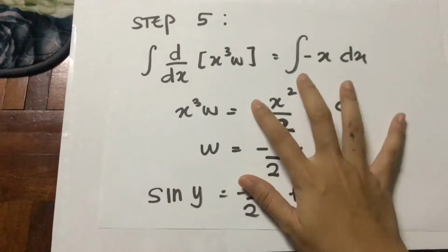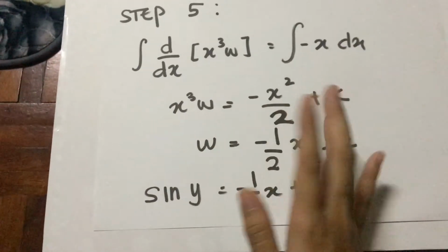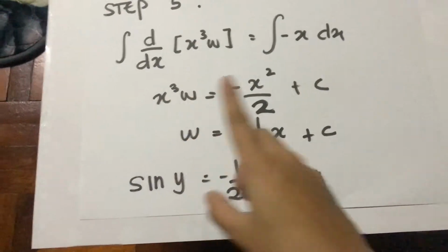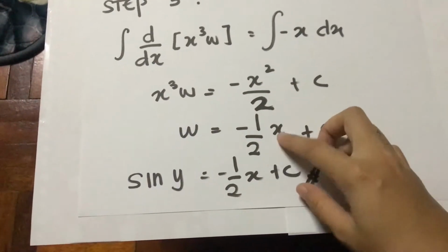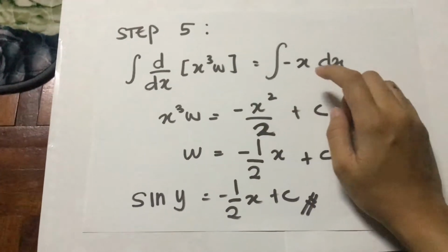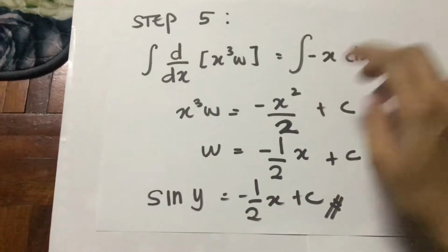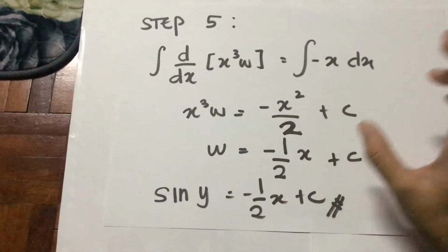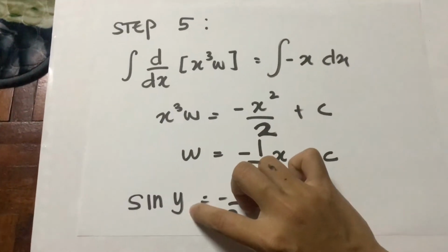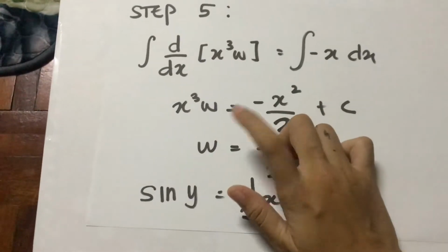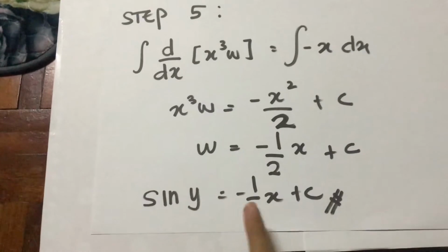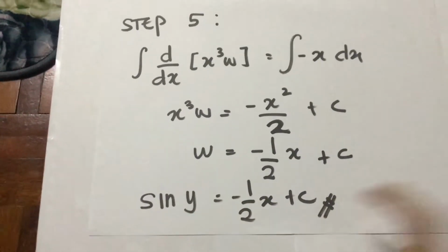Then we're going to separate for each variable, w and x. So w equals negative 1 over 2x plus c. As we know, the question is in the form of x and y, so w is not in the equation's form. So we change w back to sin y, as we chose w equals sin y. So the answer will be in this form: sin y equals negative 1 over 2x plus c.